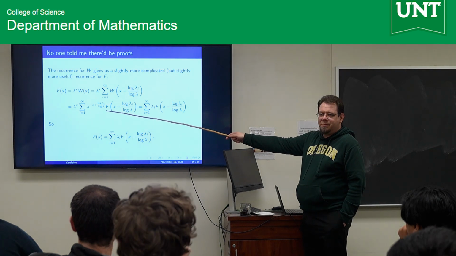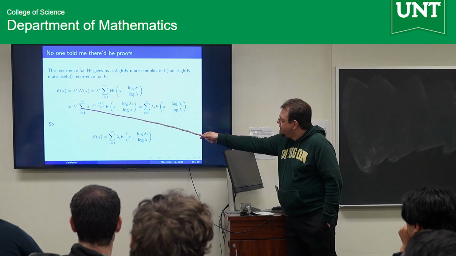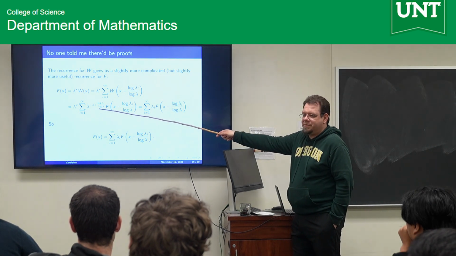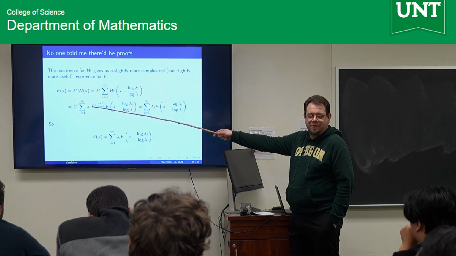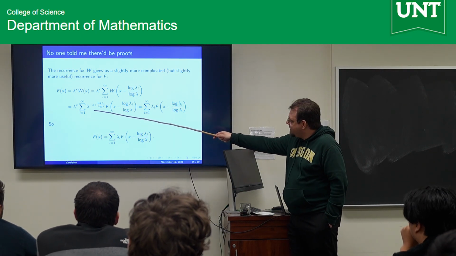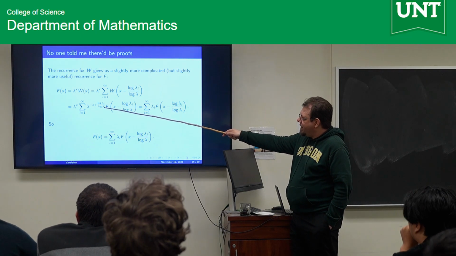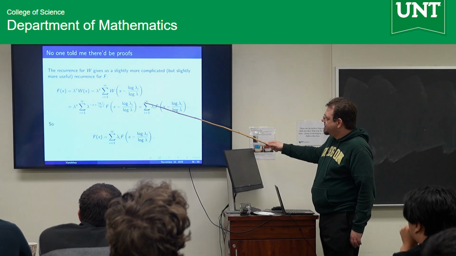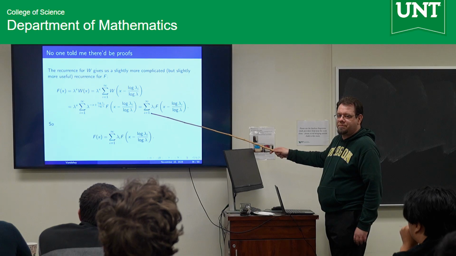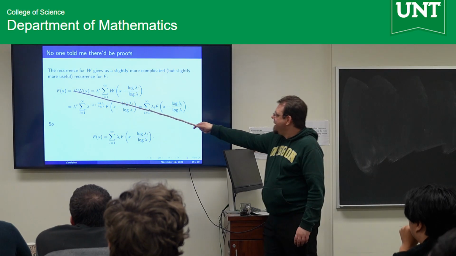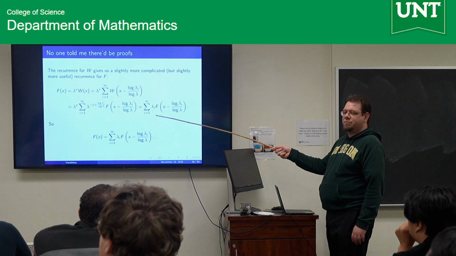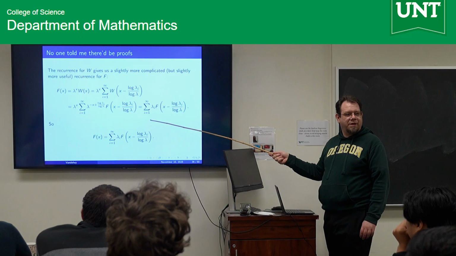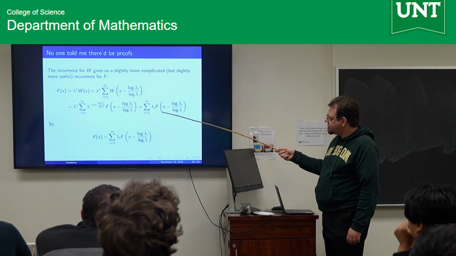And you notice something a little bit magical occurs here. Lambda to the x, lambda to the negative x, those cancel. Even better, I have lambda to the log lambda I over log lambda. Play around with the logs a little bit. That's just lambda sub I. So it turns out that our f of x function satisfies a very similar recurrence. It just has a factor of lambda I in front of all of the terms.